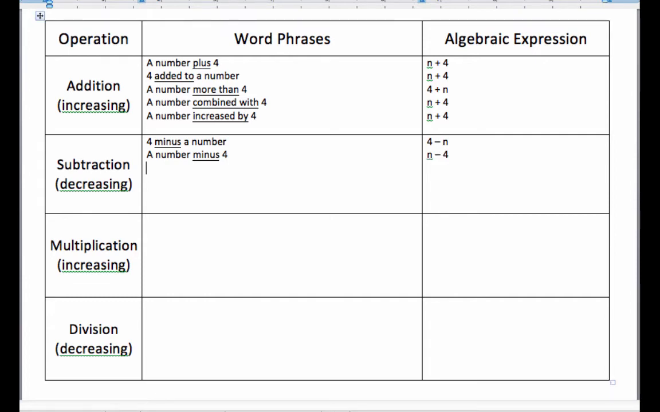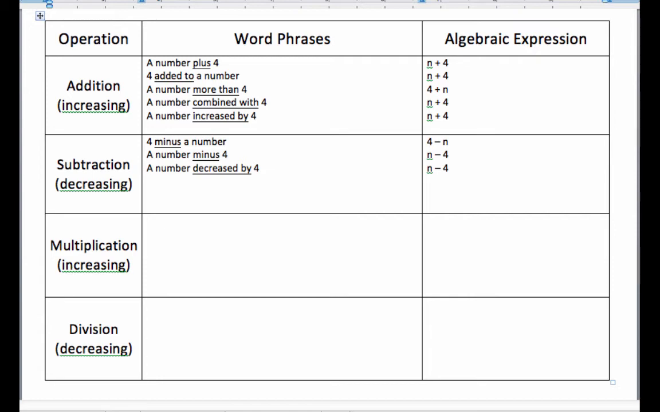Our next word phrase is a number decreased by 4. That's exactly like our increasing one with addition. Decreased is subtraction because it is a decreasing operation, and we're just going to read it from left to right and put it down from left to right like we did for our top two. So a number would be our variable, that comes first. Decreased by is subtraction, and then 4 is our number.